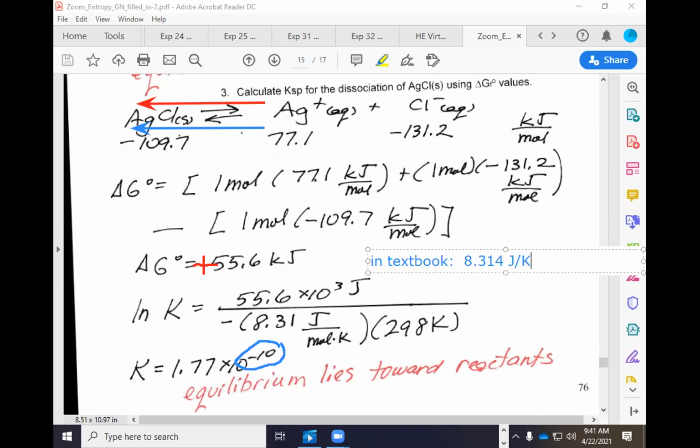Okay, so anytime you have a constant, you can always use a lot more sig figs because these are constants and they're known to an incredible number of significant figures. So in your book, you're going to see that the constant is 8.314. And so feel free to use that. So the constant does not dictate your sig figs, and we're not even going to worry about sig figs when we're doing these problems. But if you want to use the 8.314, that's fine. You get close enough.